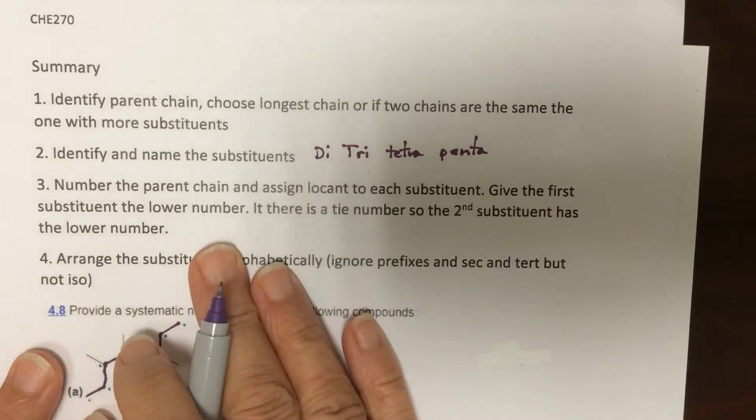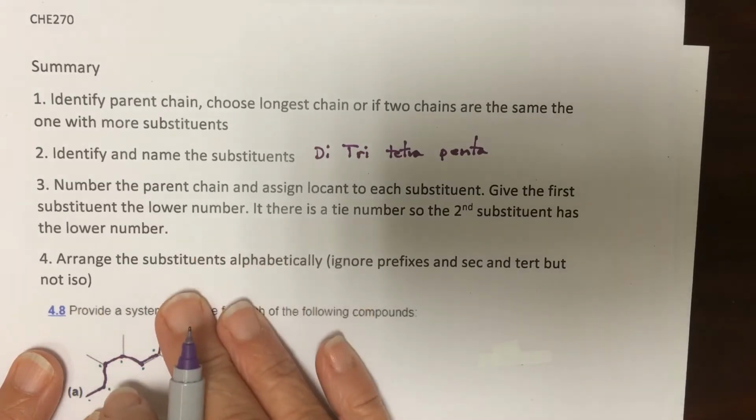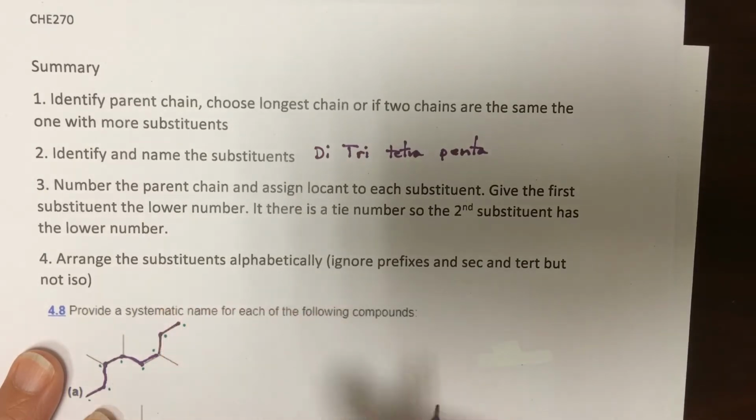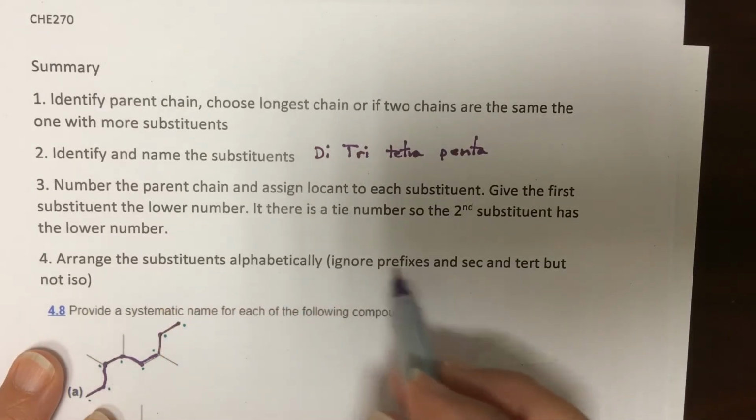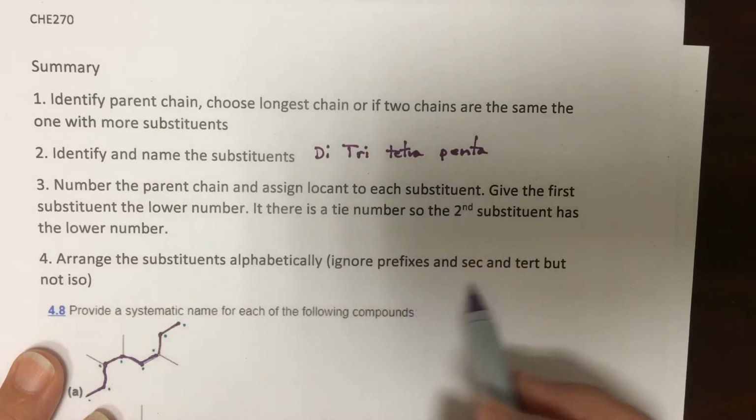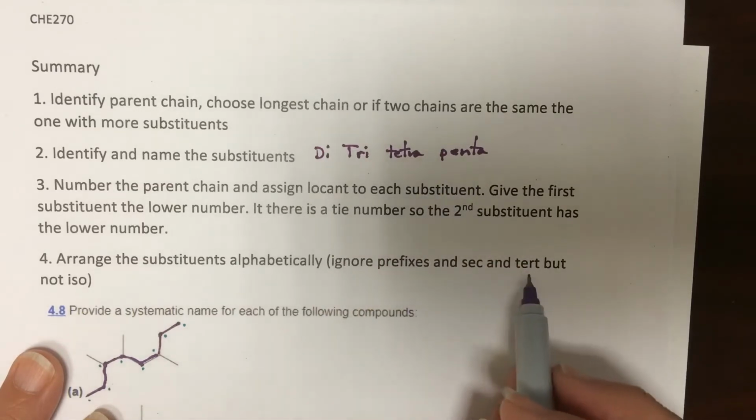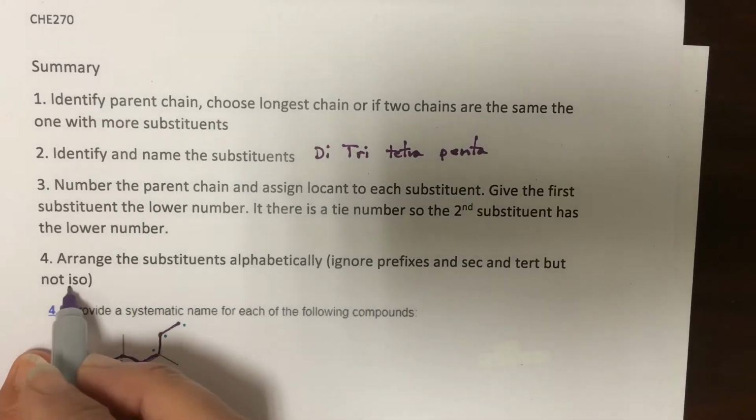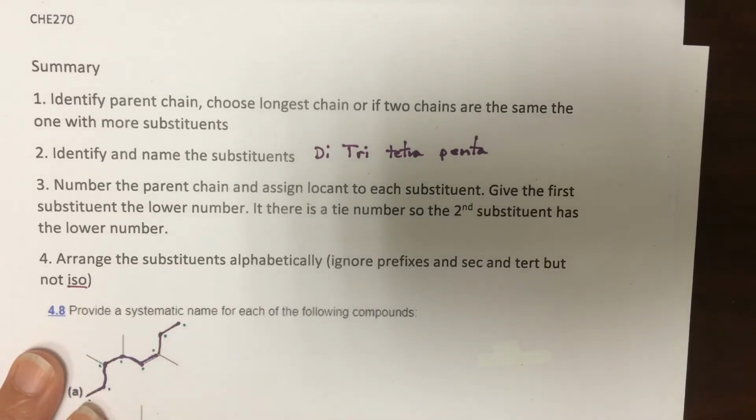The parent chain needs to be numbered, and we want to try and give all the branches the lowest number possible. We want to arrange the substituents alphabetically. When we alphabetize, we ignore the prefixes like di, tri, tetra, and penta. Sec and tert are also ignored, but not iso. So if you've got an isopropyl, it counts as an I, not a P.